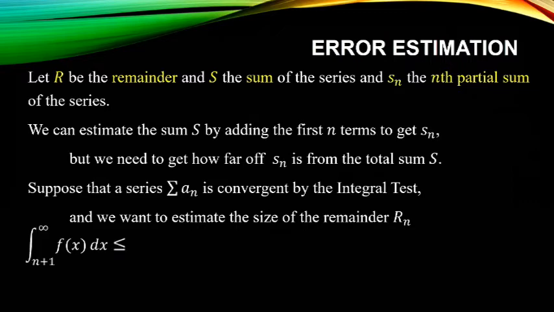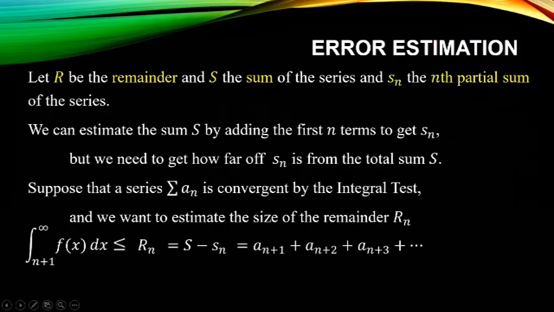So we can use the integral of f of x dx from n plus 1 to infinity is less than or equal to R sub n. And R sub n is actually given the total sum S, we subtract the partial sum to get the remainder. So the remainder is equal to a sub n plus 1. So we start from that since it is indicated here.